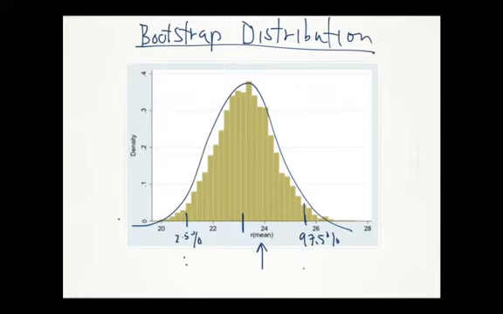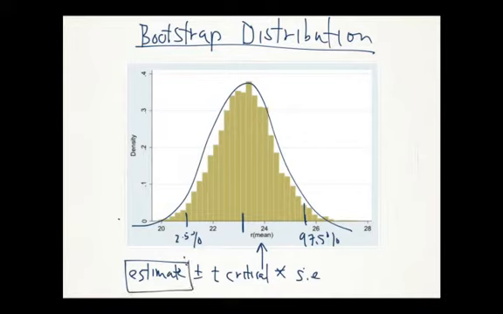Okay, so the point estimate, in other words, remember our confidence intervals always had this form: estimate plus or minus t critical value times standard error. The estimate is always the same, right? The estimate isn't changing. What we're talking about here is how to calculate the standard error, right?